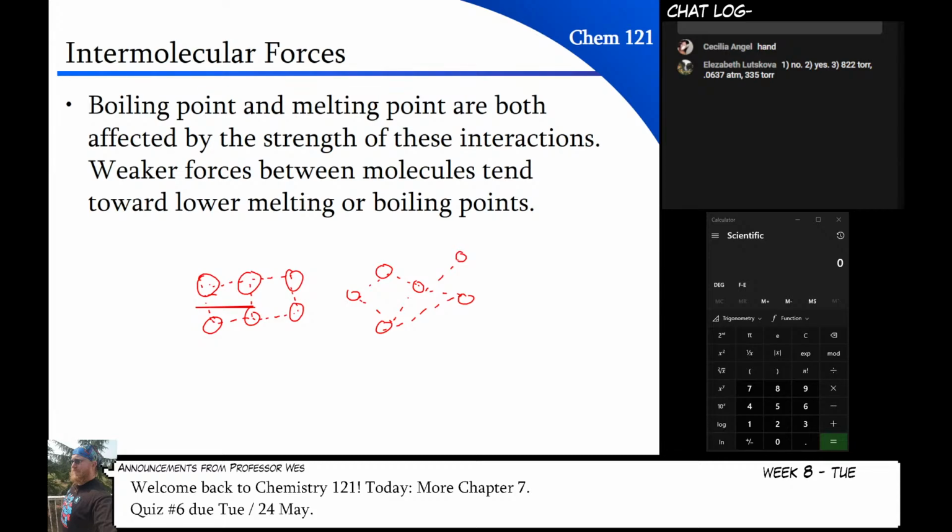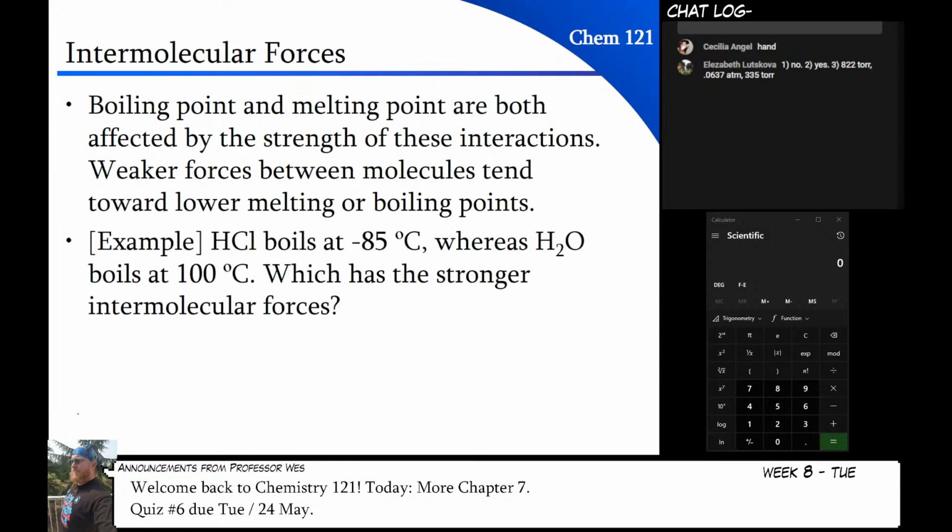Depending on the magnitude of these forces, like we said earlier, that's going to affect the melting and boiling point of our substances. So things with strong interactions will have high melting and boiling points. Things with weak interactions will have lower melting or boiling points. The gas phase we more or less don't care about because at that point the molecules are moving too fast to form these attractions anyway.